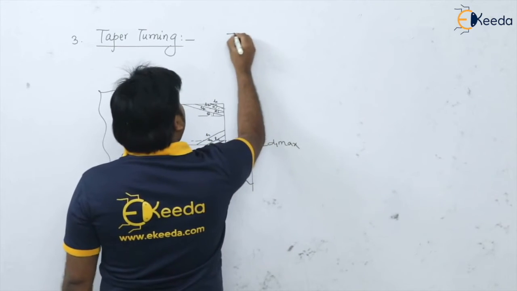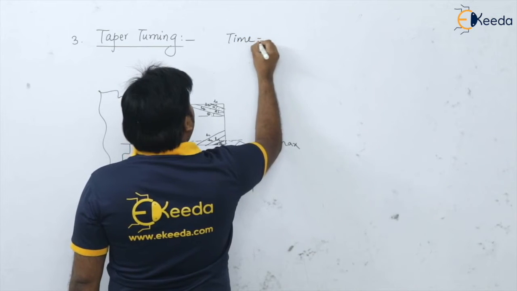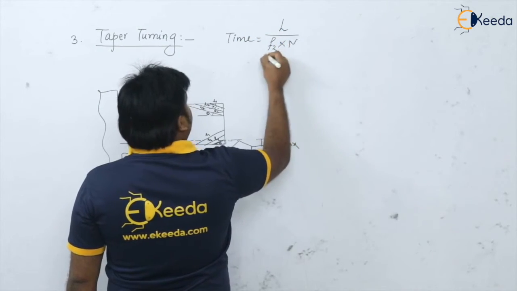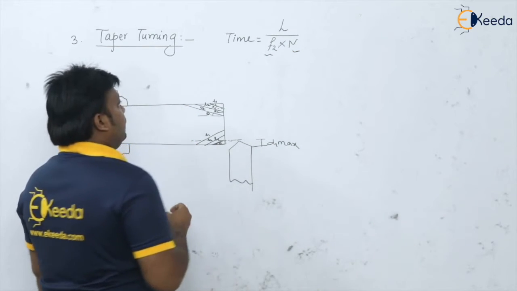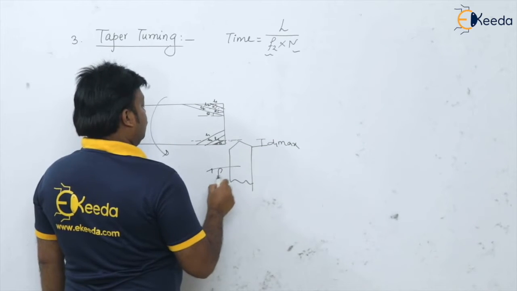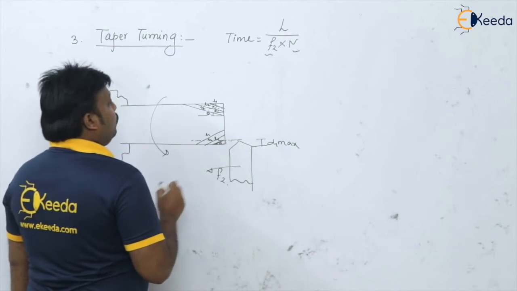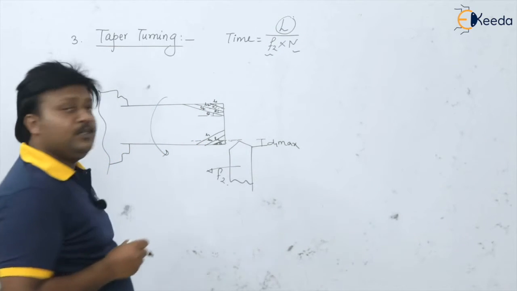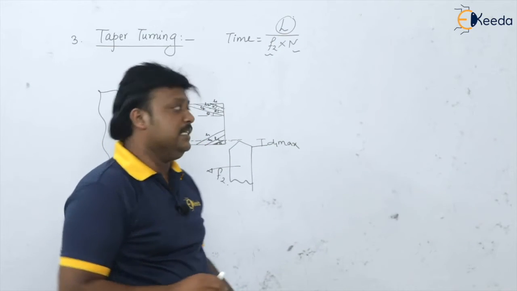we know how to calculate machining time: it is equal to L divided by F2 into N. F2 and N are of course there, the spindle rotation and the feed given to the tool. Now the question is about this length. How much length are you going to machine in every cut in this taper turning?